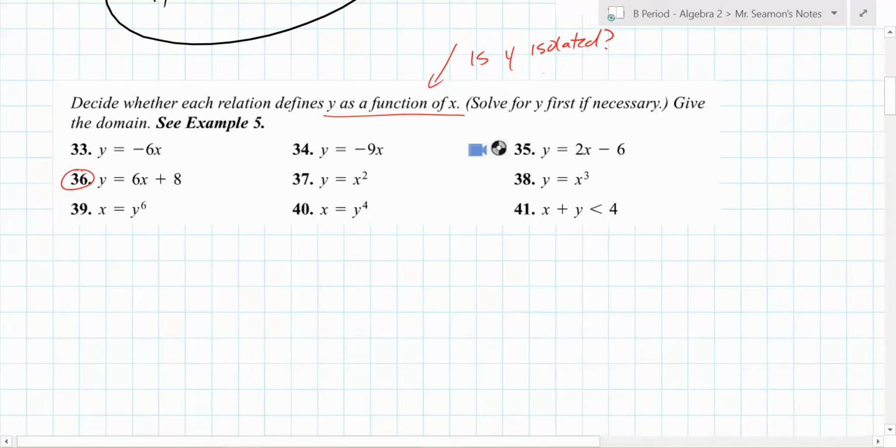And also, is y isolated? And also, on the other side, what is the only variable on the other side? Just x, right? If there was a y over here, like 8y, would it be a function? No, it's not. And then it says, give the domain.